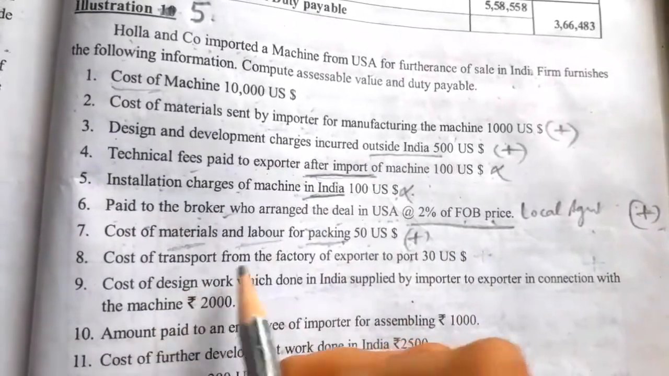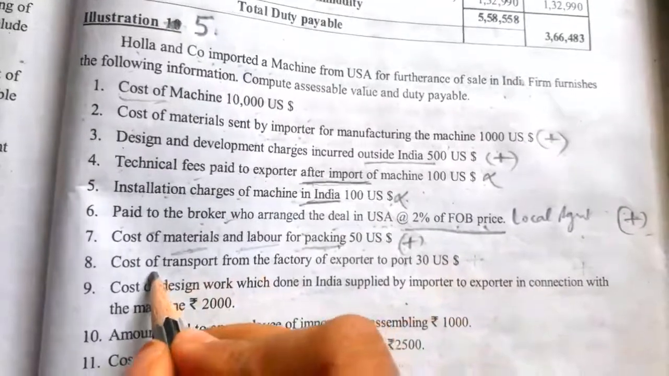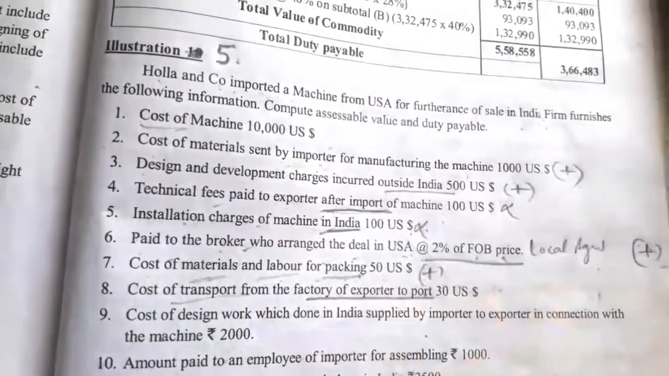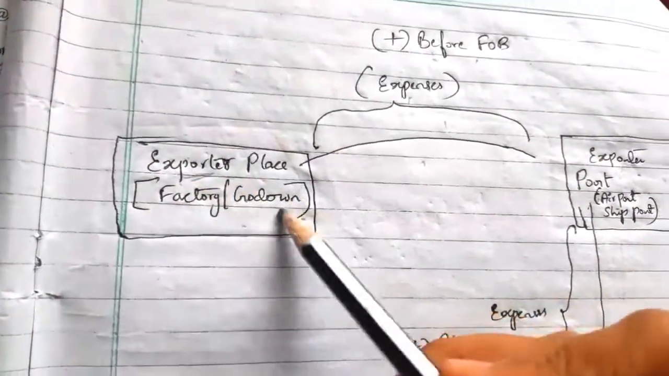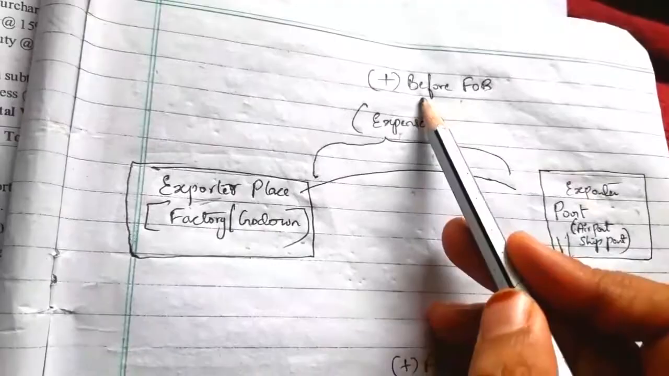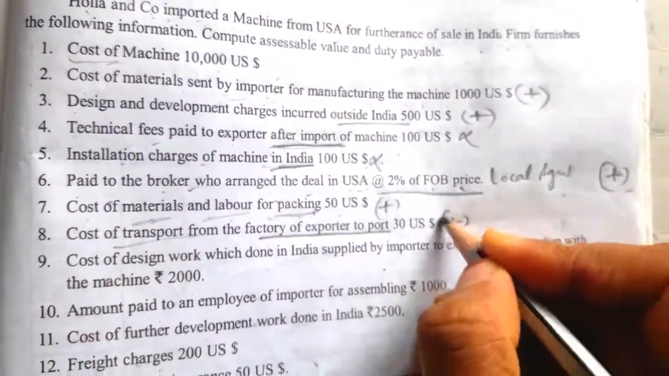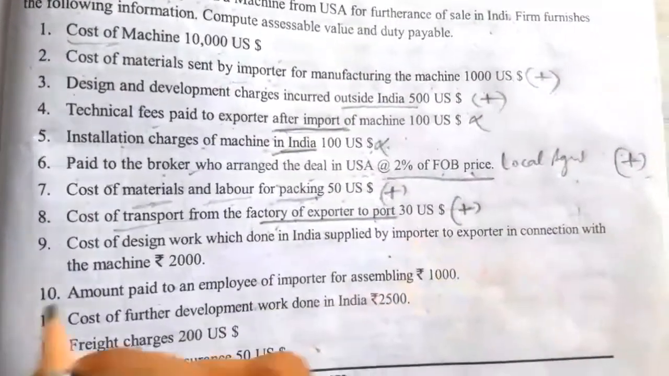Then cost of transport from the factory of an exporter to the port. So here the transportation expense is incurred from the factory of the exporter to the port. It should be added before FOB. So these expenses we have to add.